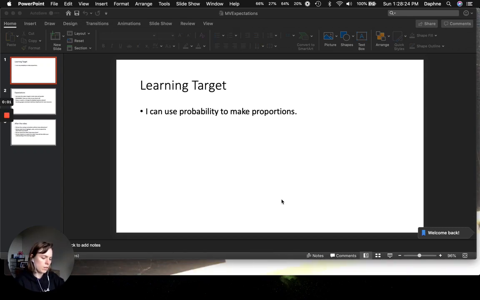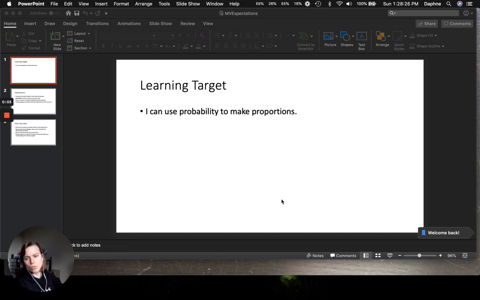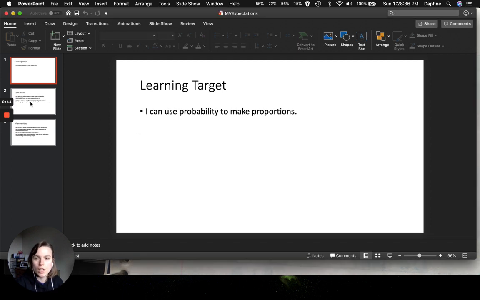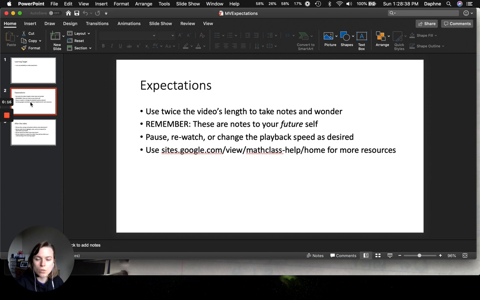All right, so today we're going to be making predictions using proportions. So I can use probability to make proportions. We've come off of the proportions unit, so now we're going to add on to that with our probability. So here are expectations. Remember to use twice the video's length to pause and take notes and to listen to what I'm saying so you can do it on your own as well, because you can do all this math. It's just the application of it that's a little new.